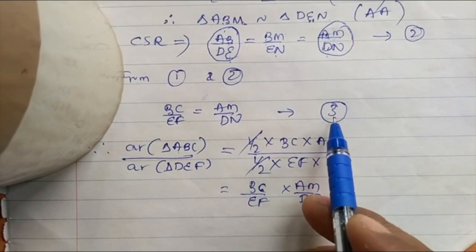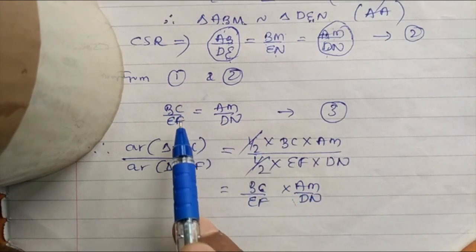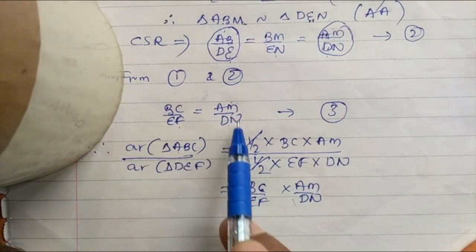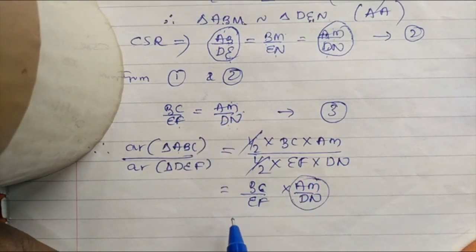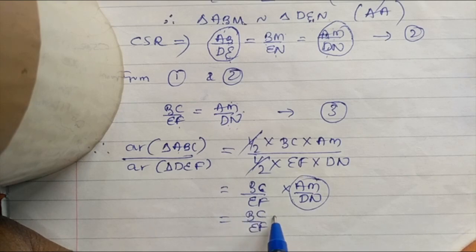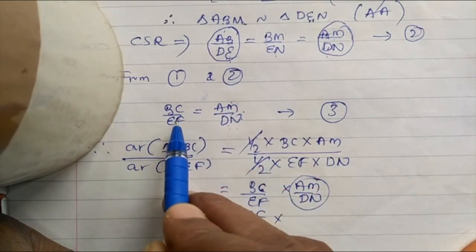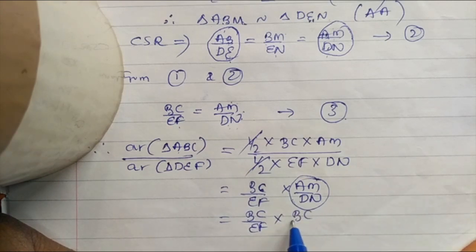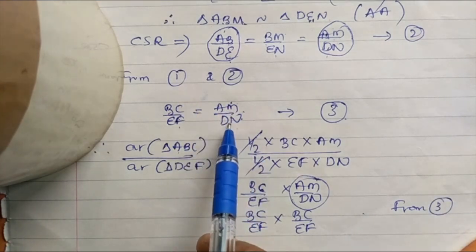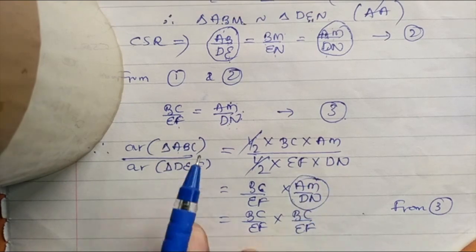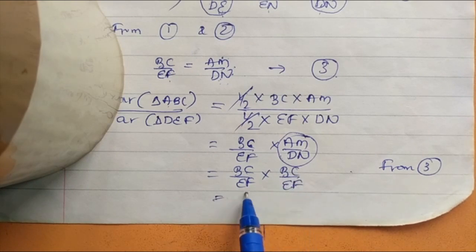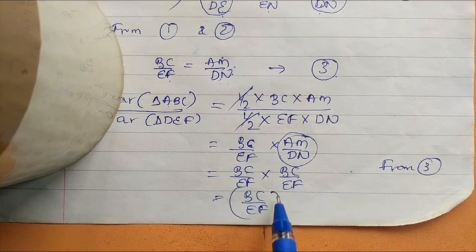So from equation 3, we confirm that BC by EF is also equal to AM by DN. These two are already equal by ratios. So AM by DN is already equal to BC by EF in equation 3. So I can write BC by EF, because from equation 3, AM by DN is also equal to BC by EF. So in place of AM by DN, I wrote BC by EF. Now BC by EF into BC by EF, BC by EF whole square.